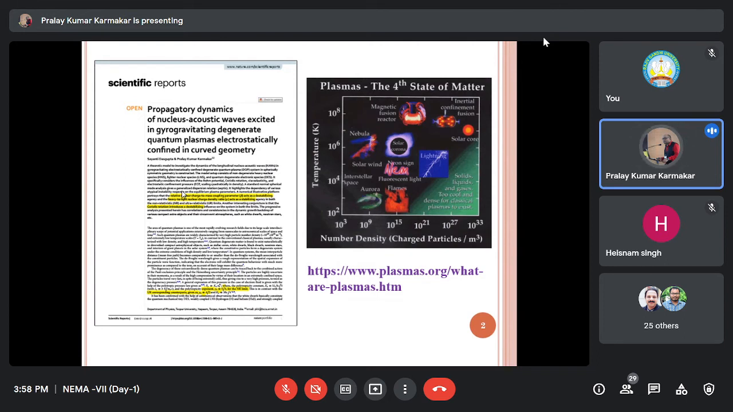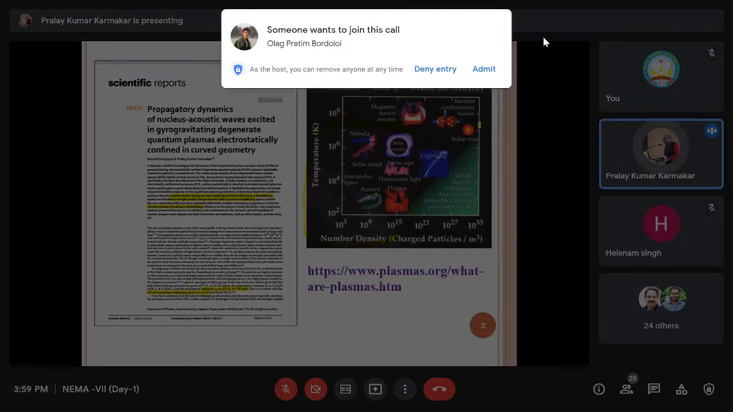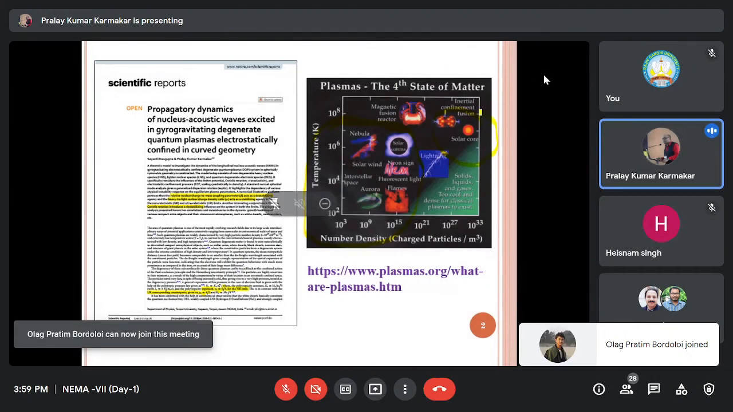Let me use the marker. Mostly we work in this area particularly. Oh, it is not working. Okay, fine. Particularly in this area, but this work connects to compact astrophysical objects like white dwarfs and neutron stars. So from the density-temperature phase space, this is the region where this connects.